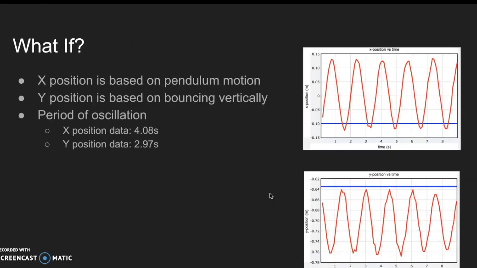And then the period of oscillation is different when calculated from x position data versus y position data. As you can see, my calculations for x position data was about 4 seconds, and for y position data, the period of oscillation was about 3 seconds. This is because the x position was based off of the pendulum motion, which was the back and forth, and then the y position is based off of the vertical bouncing motion, which, as you could tell from the video, the mass moved a greater distance horizontally than it did vertically, so it makes sense that the period of oscillation for the horizontal motion is greater.